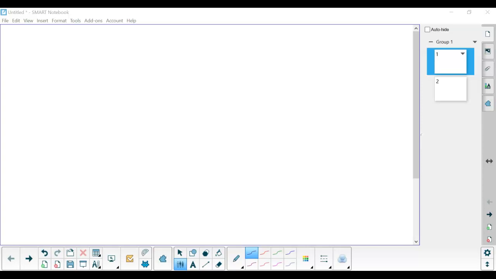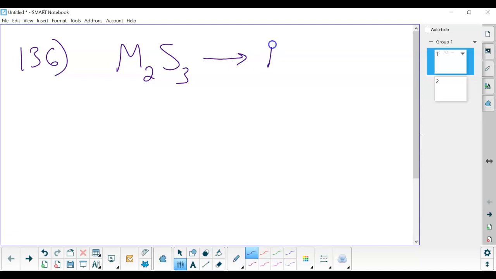All right, let's take a look at number 136 out of chapter 3. We end up with an unknown metal and sulfur, and we do a chemical reaction and we end up with that unknown metal and oxygen. And we go from 4 grams down to 3.723 grams. How are we going to find out what that unknown metal is?